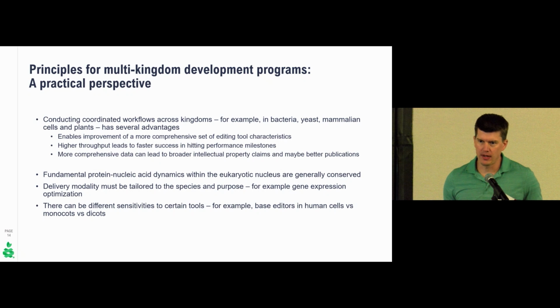And all kinds of other things as well. And when you have the capability to use all these different systems, you can take advantage of their benefits. The next one is probably super obvious: higher throughput in some of these systems, such as yeast or human cells, leads to faster success in hitting your performance milestones, just because you can test more variation in each cycle.